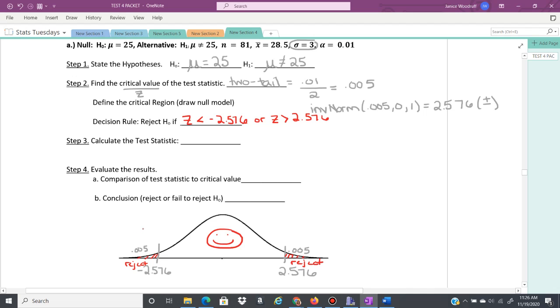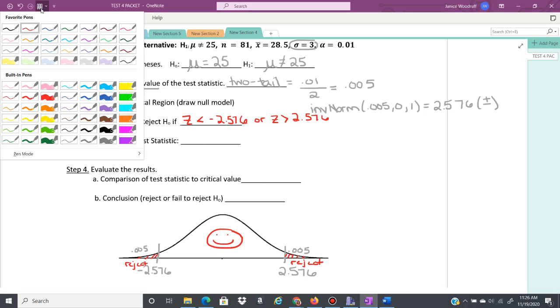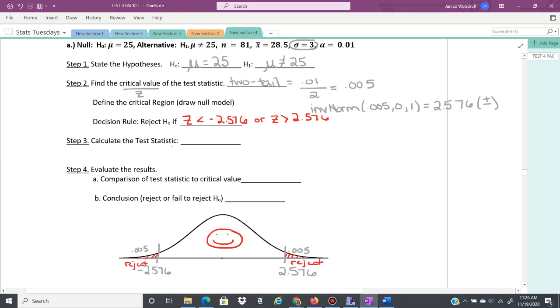All right, now we will calculate the test statistic based off of this sample. This is going all the way back to chapter 6, the test statistic for this information, which is z equals x bar minus the mean over the standard deviation of x bar. Remember, the standard deviation of x bar is the standard deviation over the square root of the sample size.